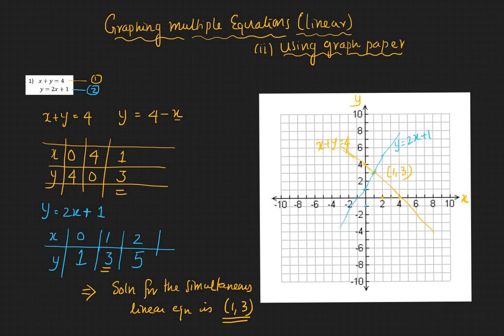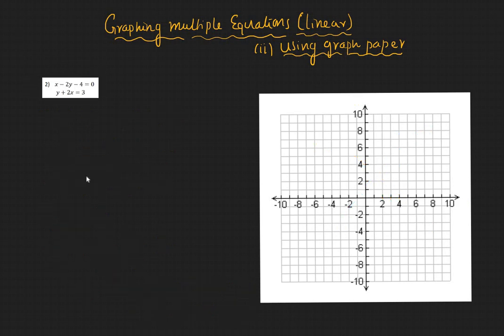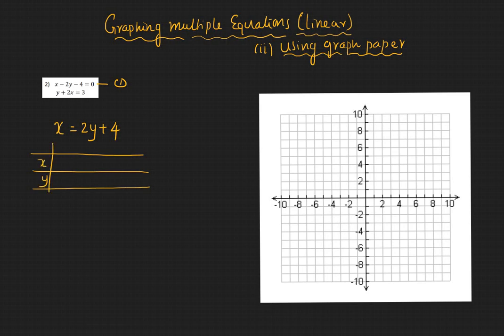Let's do the second problem. Here's the second problem. So let this be equation 1. We can write this in the form, here you have x minus 2y minus 4. So you can write this in the form of x equal to 2y plus 4, and try to find out different values of x for different values of y. So let's put y as -2, then x is 0.